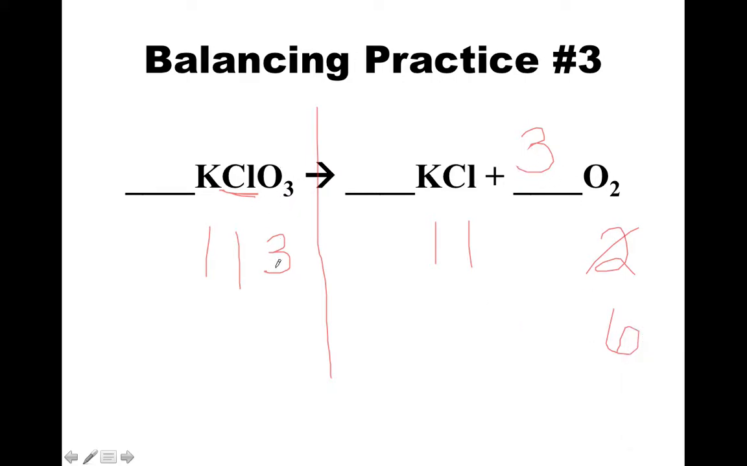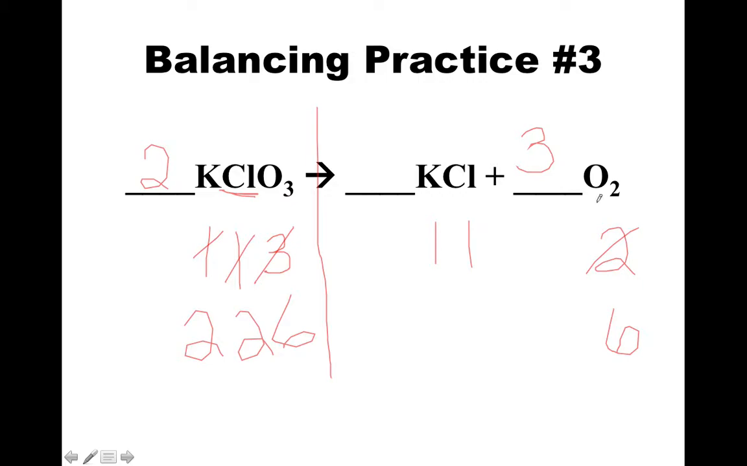Then over here, I have a 3 as well. So I have to ask myself, what can I multiply times 3 to give me 6? Because this is what I want as my common multiple. 6 is my common multiple. And 2. Put a 2 in front. So 2 times 3 gives me 6. But look what it also does. 2 times 1 gives me 2 potassiums, and it also gives me 2 chlorines.